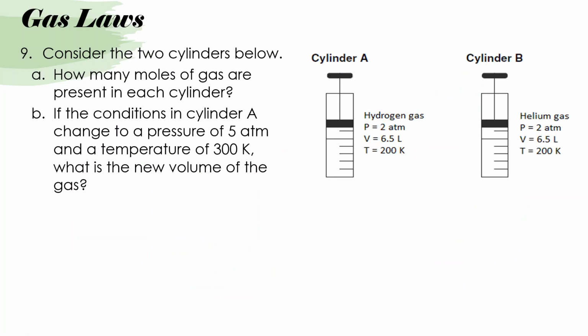So we want to consider the two cylinders here. We have hydrogen gas and we have helium gas. We want to calculate the moles of gas present in each of these cylinders. So we're going to use PV equals nRT. Using this equation, what we're going to end up doing is solving for number of moles, which is going to be n in my equation here. So if I divide both sides by R times T, that gives me that n is equal to PV over RT.